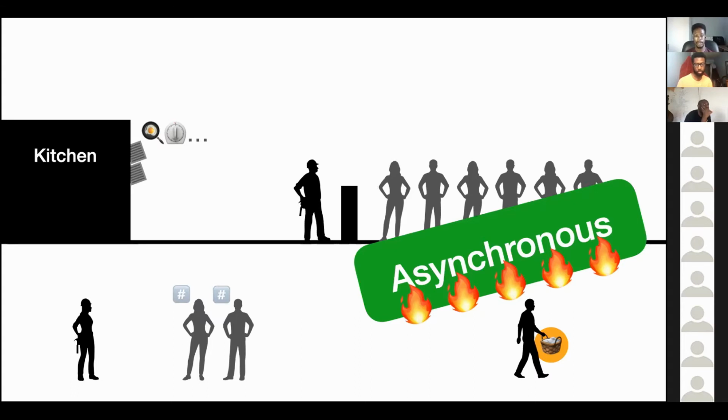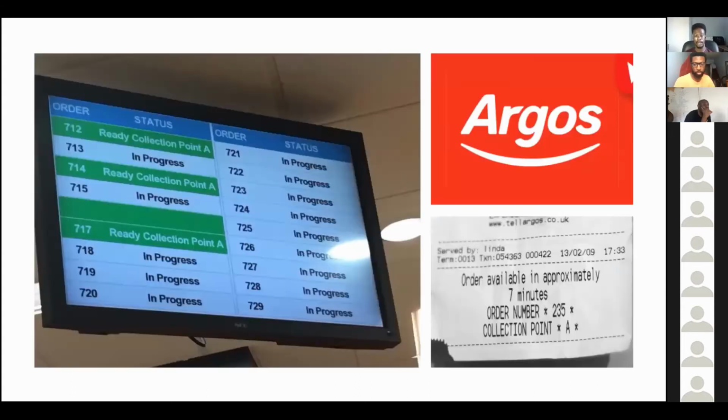A real-world example of this working pretty well is Argos. When we go to Argos and put in our order, the person serving us does not wait for that order to be fulfilled. Rather, we just get an order number and we're asked to wait. At some point on this display, our order gets called out. So with this image, you can see that this happens in asynchronous fashion, because even though order number 713 went before 714, 714 is ready. Meanwhile, 713 is not yet, because it depends on the size of the order and what is being ordered.